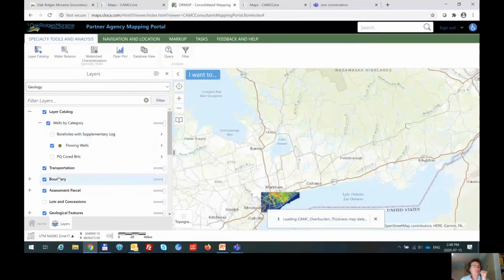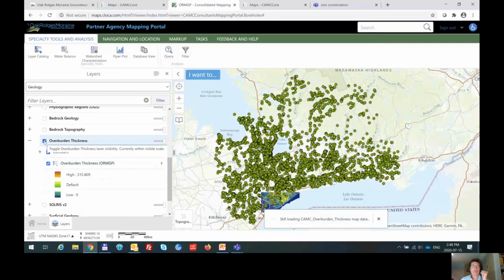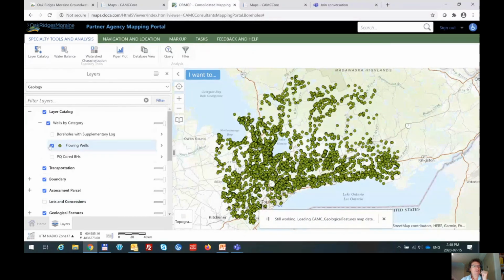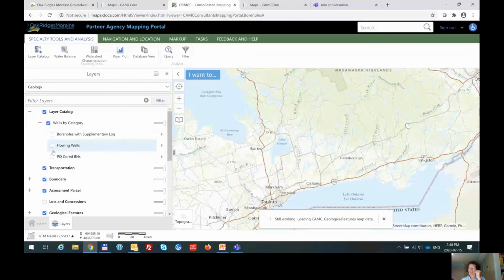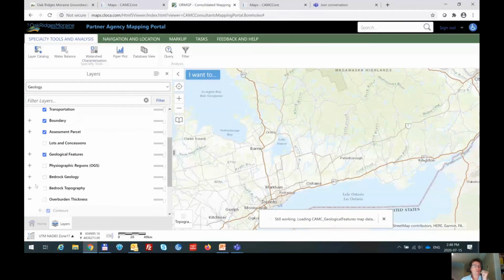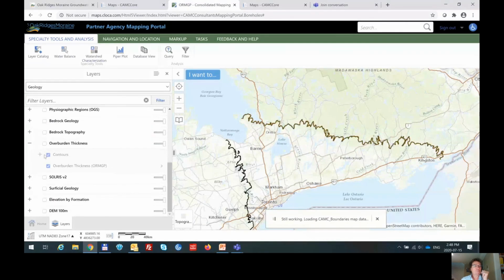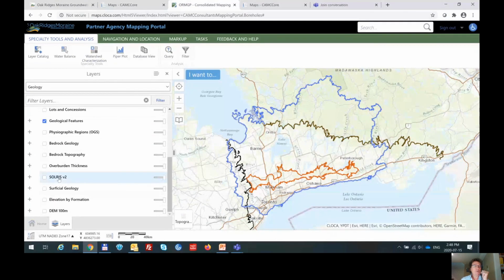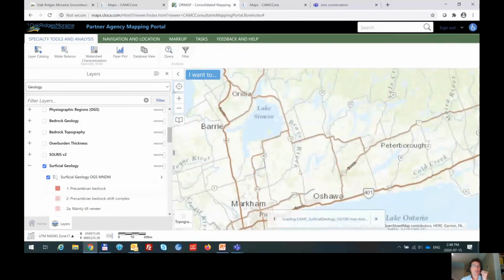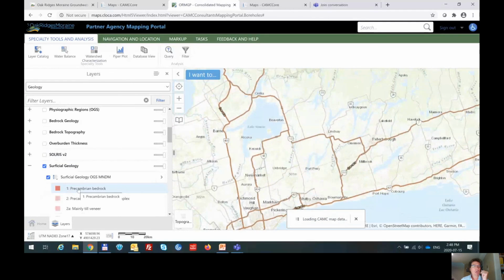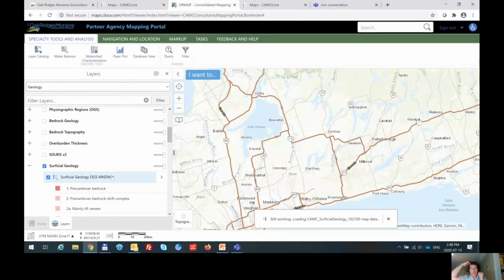What else do we have here? I can turn that off, turn the overburden thickness off, turn the flowing wells off. How am I doing for time? I guess I have about, maybe I'll spend another 5 or 10 minutes with your indulgence. Overburden thickness, we have land use, soil-risk land use. We have superficial geology. And again, I've got to look at the OGS geology. I've got to zoom in a little bit. The various superficial geologic units that have been mapped by the Ontario Geologic Survey over time. And we'll wait till it loads.